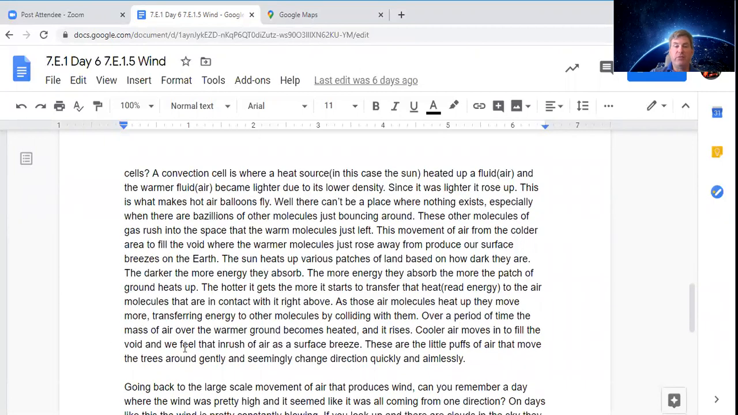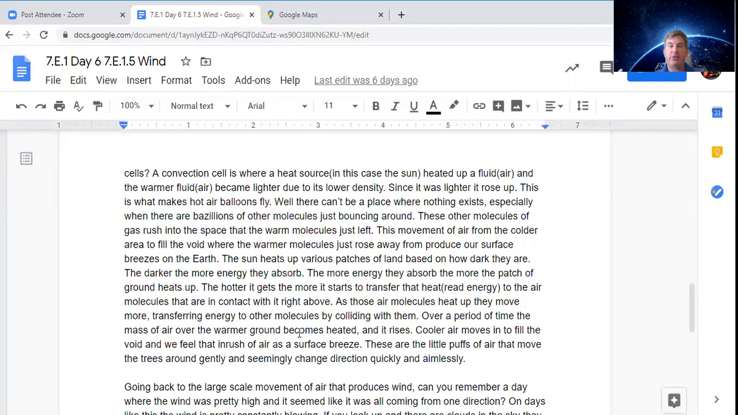Cooler air moves in to fill the void. We feel that inrush of air as a surface breeze. So again, you've got a patch of ground that's being heated up. That air rises, and cooler air from someplace else moves in to take its place, because again, we can't have a void with nothing in it. Something has to be there, so cooler air moves around. So that's where we get our surface breezes on the Earth.